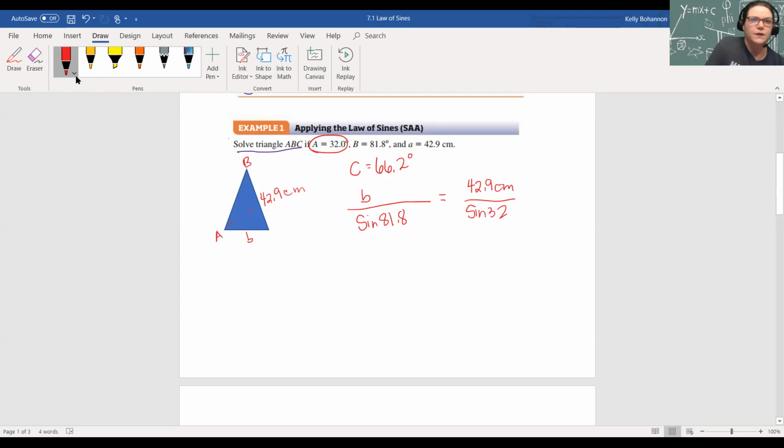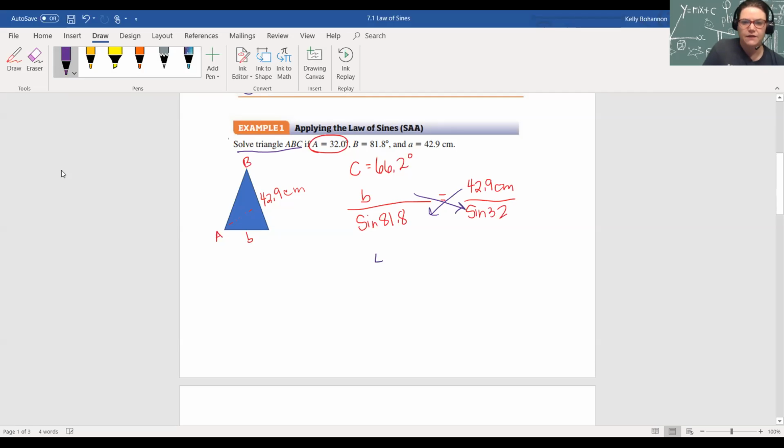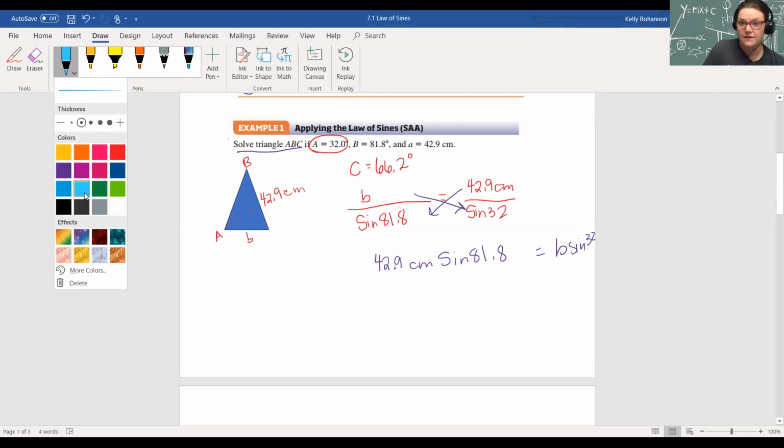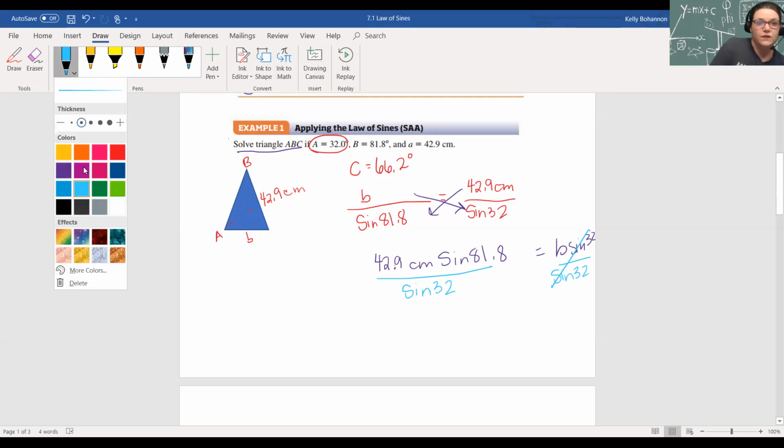So we are going to do a little bit of middle school math, cross multiply, and I get 42.9 centimeters times sine 81.8 equals b sine 32. And then the next step would be to divide by sine 32. If they ask you for an exact answer, this would be it, because you're going to get a decimal answer when you put this in your calculator. So your exact answer would be this whole thing. I think sometimes in MyLabs Plus, it will ask you for that. But we want to get our actual answer here.